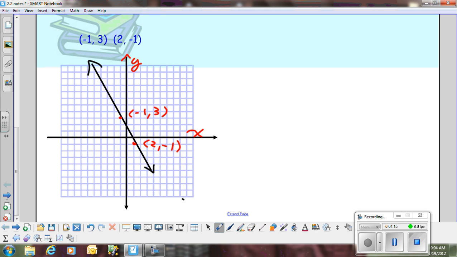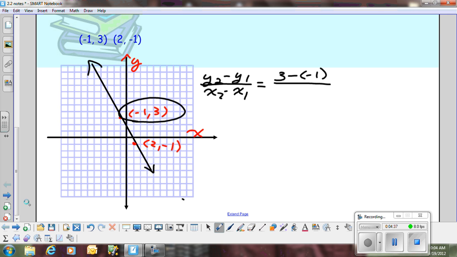So now this one, let's just go right to our formula. You've got y2 minus y1 over x2 minus x1. It doesn't matter which one you pick to go first, but I'll pick this one. So I'm going to have 3 minus negative 1 for my y values. My x values are going to be -1 minus 2, which is -3. So a minus becomes a plus. I get 4 over -3, or -4/3.